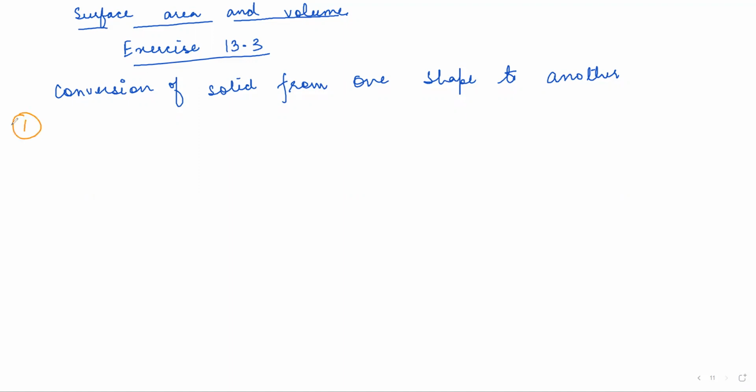A metallic sphere of radius 4.2 centimeter is melted and recast into the shape of a cylinder. So there was a sphere, first of all, whose radius was 4.2 centimeter. Now this has been melted and recast into a cylinder of radius 6 centimeter. So now you have a cylinder whose radius is 6 centimeter. Find the height of the cylinder. So you have to find h.